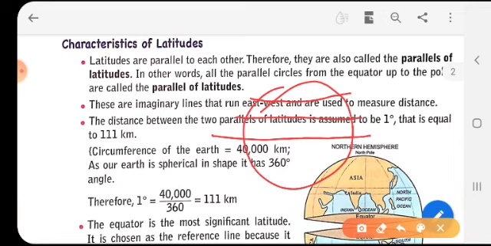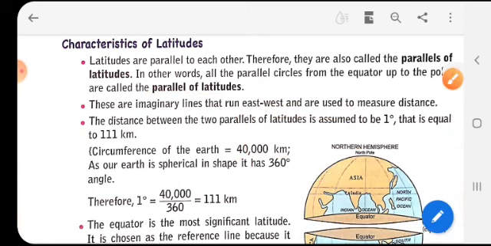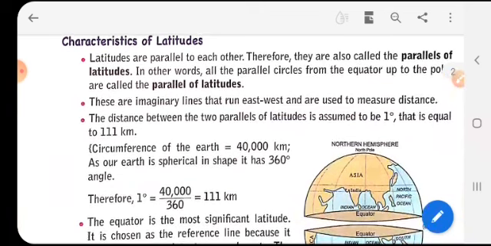So these latitudes, when drawn along the equator, never meet at any point, and so they are called the parallels of latitude. These are imaginary lines. These are not natural lines. These are imaginary lines that run east-west and are used to measure distance.